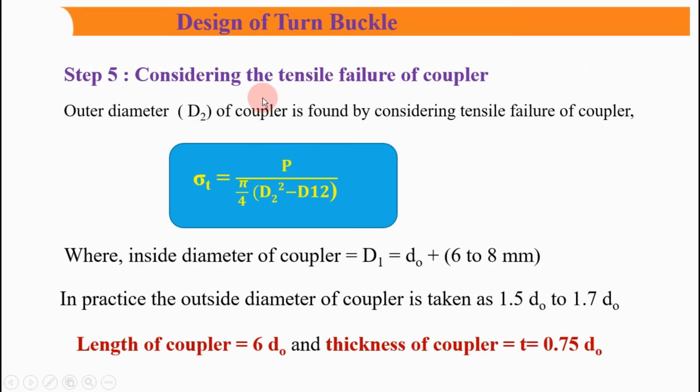And this is the last step of designing the turnbuckle, that is considering the tensile failure of the coupler, D2. How can we calculate the value of D2? By considering the coupler under tensile failure. We have written this formula, sigma t is equal to P divided by pi by 4 times (D2 square minus D1 square). I have repeatedly told you, all my viewers, please don't get confused over here. This is D1 square, it was mistakenly typed as D12, this is not D12, this is D1. This is D2 square minus D1 square. Once we have calculated this, we need to make all these changes in the calculated values for a safe design. So with this slide we have completed the design procedure of the turnbuckle.